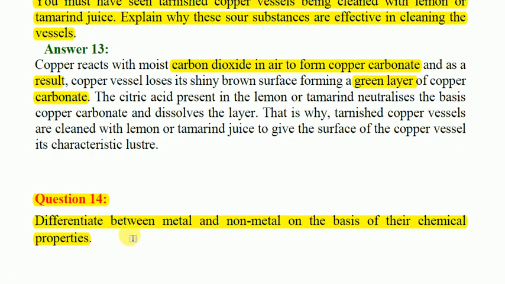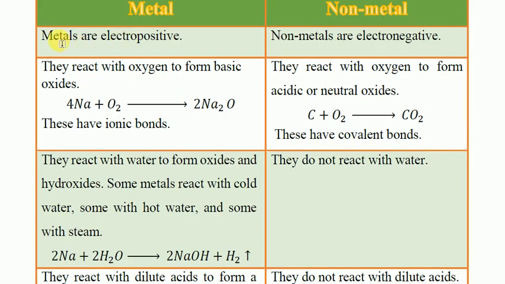Next question: the difference between metals and non-metals based on their chemical properties. How can you differentiate metals and non-metals based on their chemical properties? The first point is that metals are electropositive and non-metals are electronegative. Electropositive means metals readily donate electrons. Non-metals are electronegative, meaning they readily accept electrons.